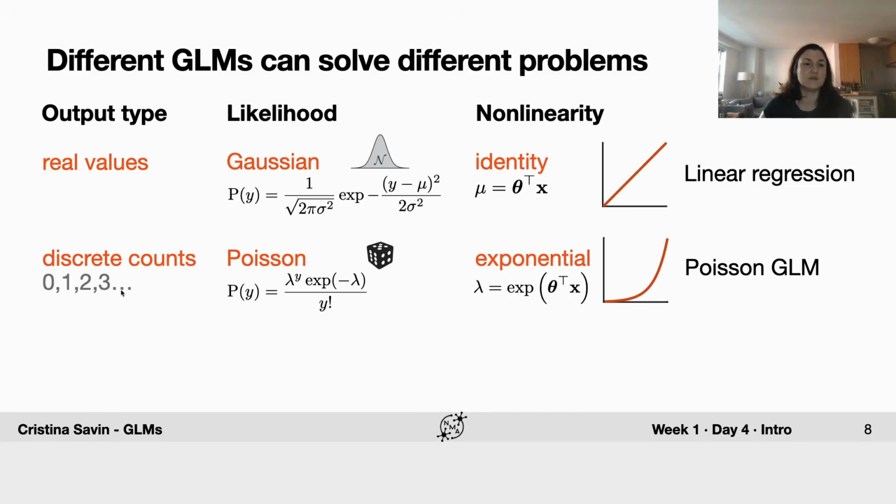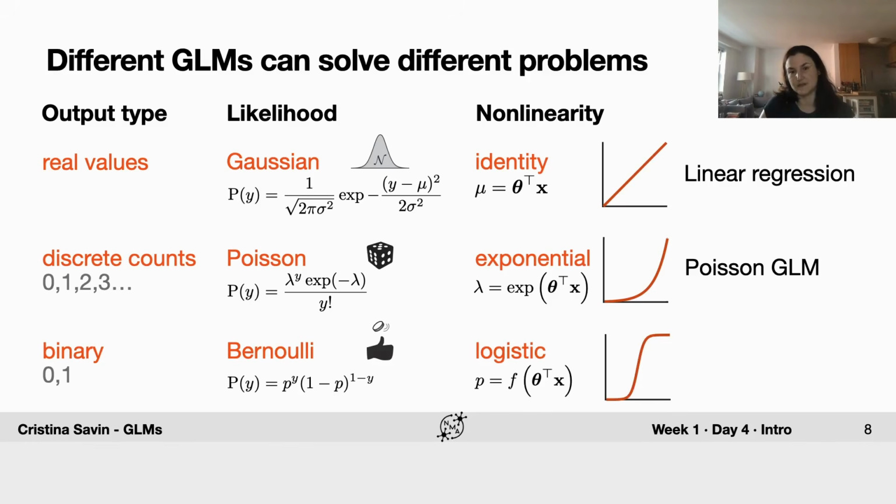Okay, so the output could also be binary. In this case, the natural noise model would be a Bernoulli distribution parameterized by one parameter p. This corresponds to the probability of getting heads when tossing a biased coin. So it needs to be between 0 and 1. A good nonlinearity for this is the logistic function, which looks like this. This also gives the name of the resulting model.